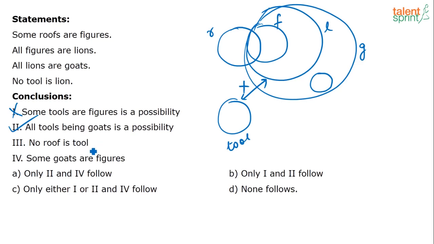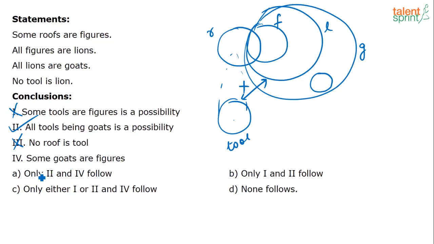Now, no roof is a tool. Again, is there anything that we know about roof and tool for us to say whether this conclusion follows or not? See, this tool can also be like this or it can be disjoint. So we are not sure about that. So again, this is not a definite conclusion. Definitely I cannot say that no roof is a tool. So the third conclusion also does not follow.